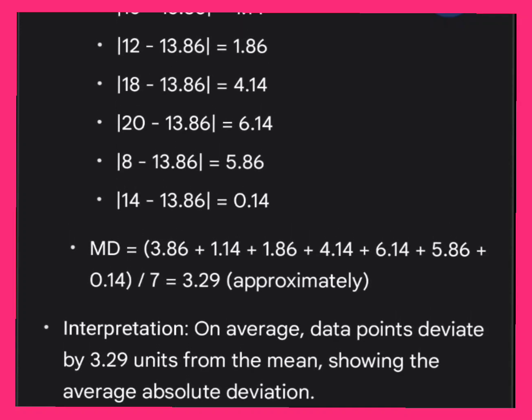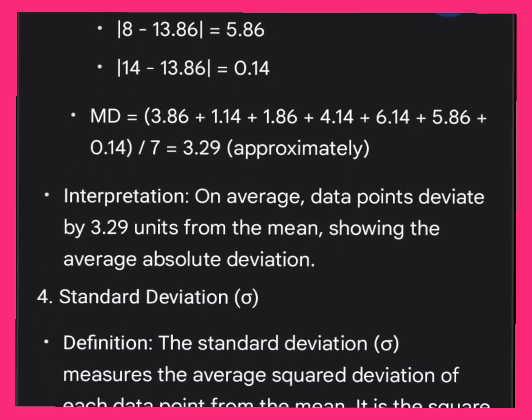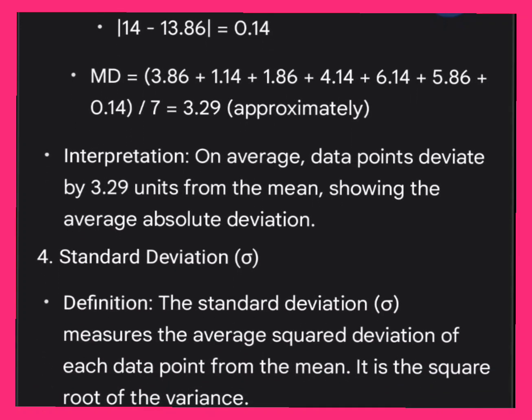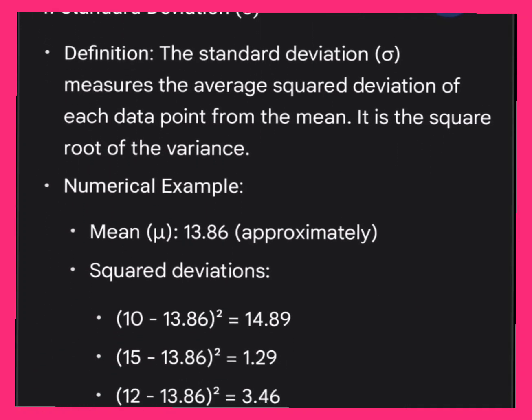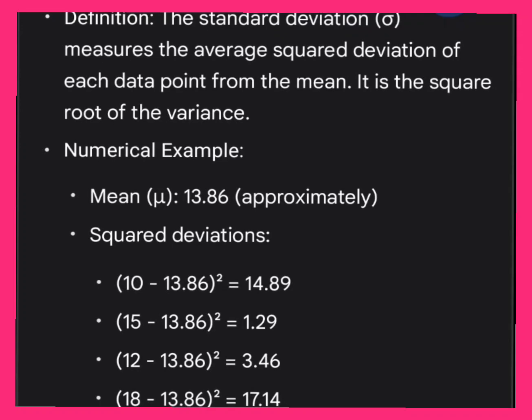4. Standard deviation, sigma. Definition: the standard deviation sigma measures the average squared deviation of each data point from the mean. It is the square root of the variance. Numerical example. Mean mu is 13.86 approximately.